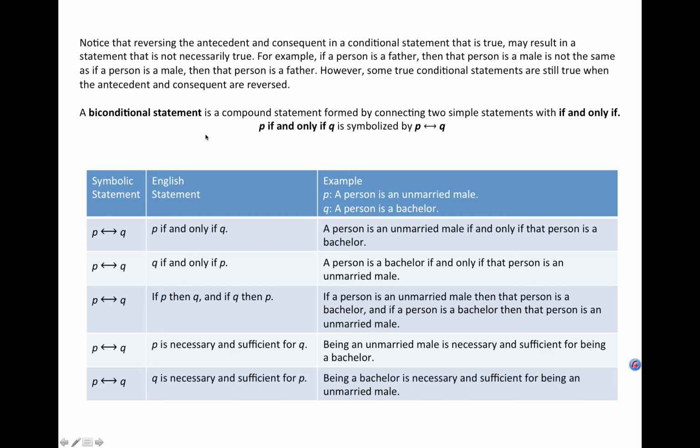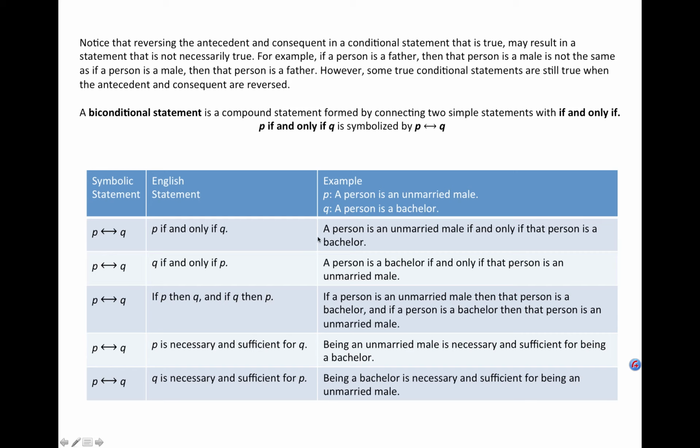And it's a compound statement formed by connecting two simple statements with if and only if. P, if and only if Q. Okay, and that's symbolized by the double arrow. So this chart shows some common ways to translate P, if and only if Q into English. Notice again, all the symbolic statements are the same. But in English, we could say P, if and only if Q.